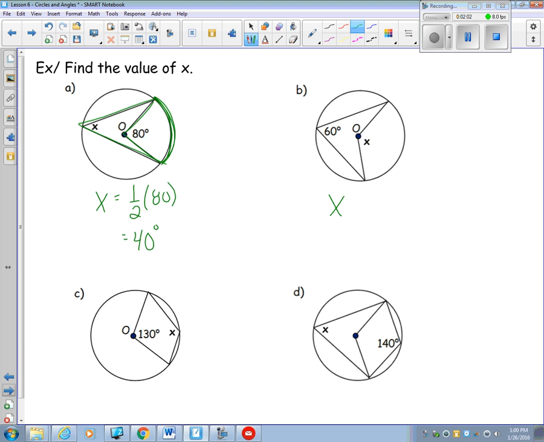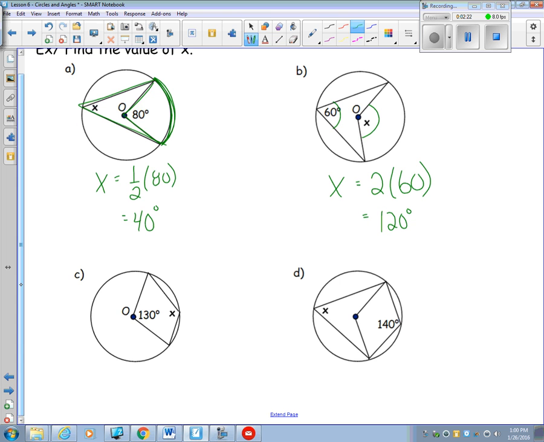x is the sector angle, which means it's double the inscribed angle. So x in this case would have to be 120. Remember, the sector angle is twice the size of the inscribed, or the inscribed is half the size of the sector.